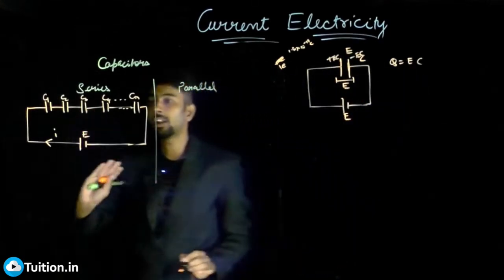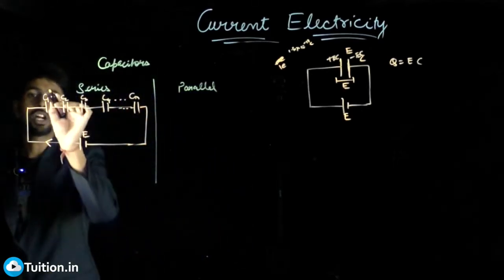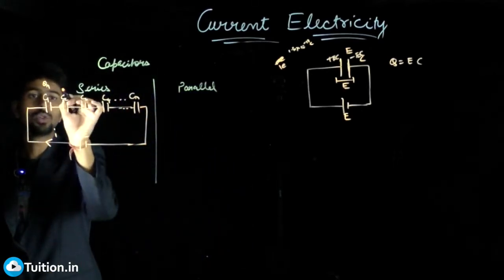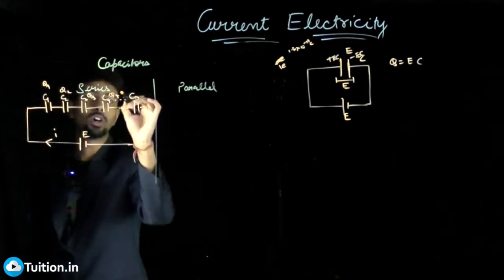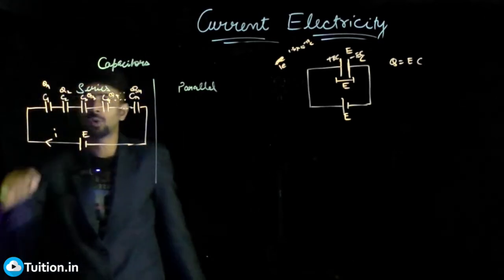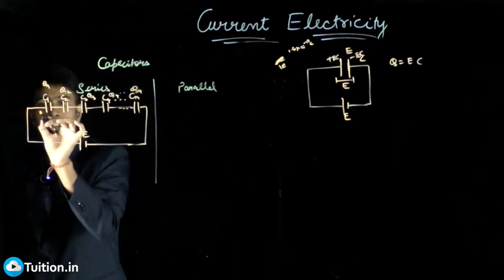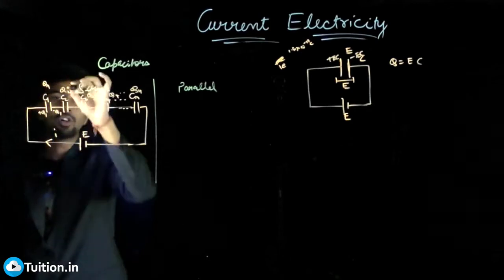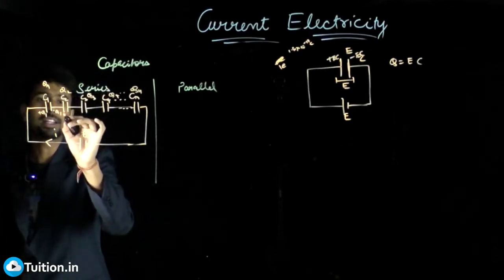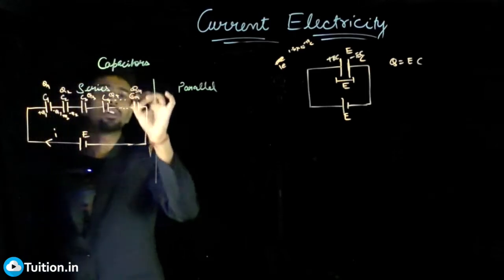So here also, let the battery drop a charge Q1 on this capacitor, Q2 on this capacitor, Q3 on this, Q4 on this, and so on up to Qn on this. What does Q1 mean? The battery has taken a plus Q1 from here and has dropped a negative Q1 on this. What do I mean by Q2? The battery has taken a plus Q2 from here and dropped a negative Q2 on this. Similarly, what do I mean by Q1?